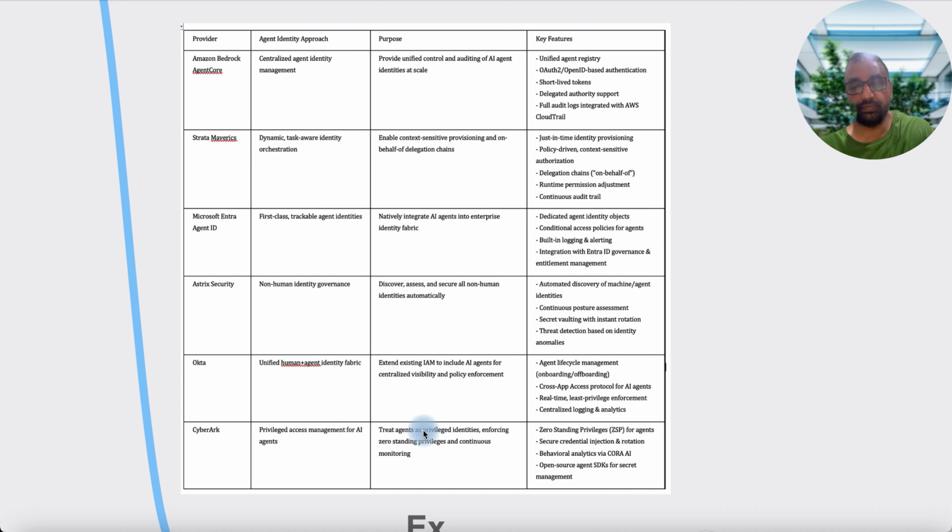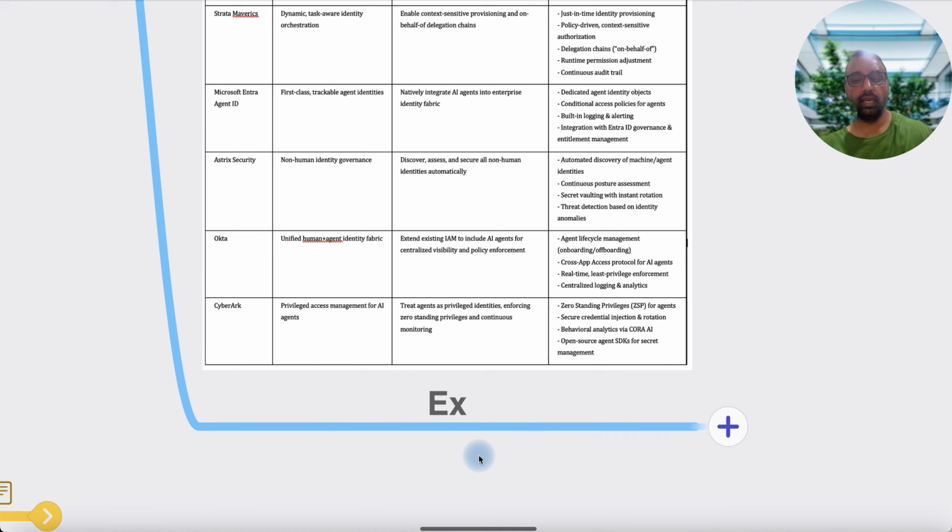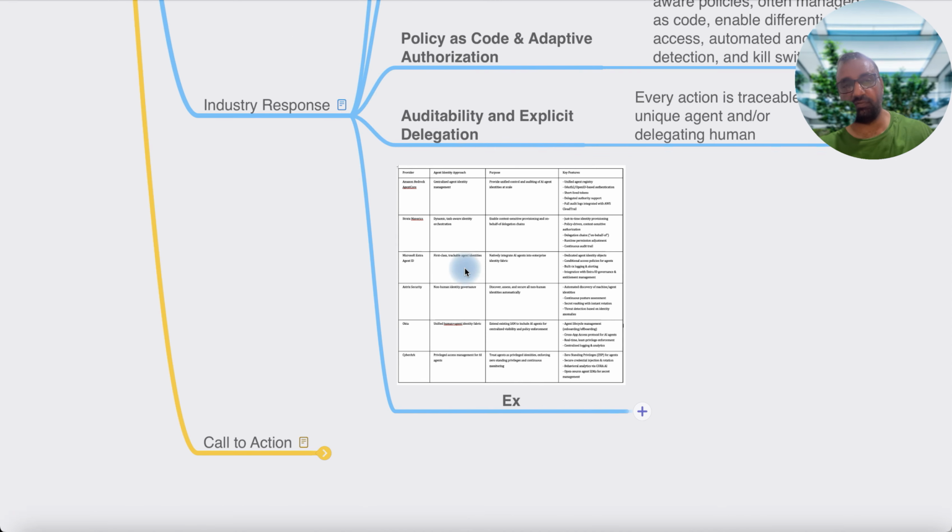The next one is CyberArk, which is known for their privileged access management solution, and what they have built now is zero standing privileges for agents, secure credential injection and rotation, behavior analytics for agents, as well as open source SDKs for secrets management. So these are some of the companies. I'm sure there are a lot of other companies out there already. I used some of the names that are already there, and more are in my blog. In the interest of time, I've just covered only some of them.